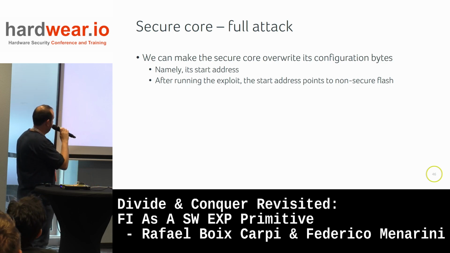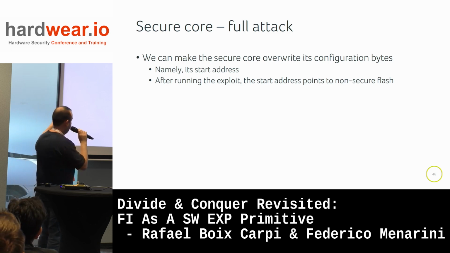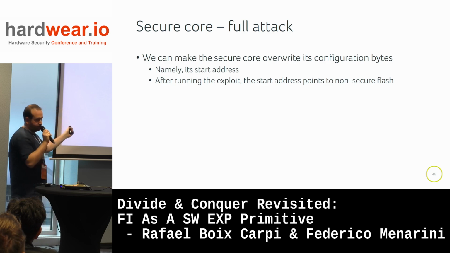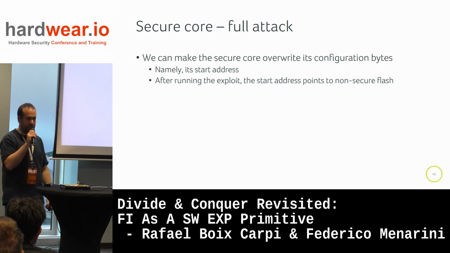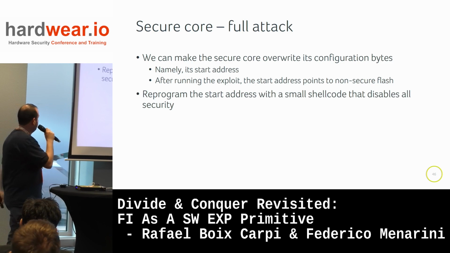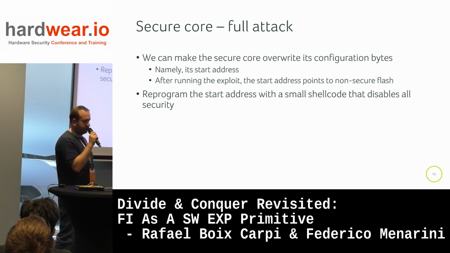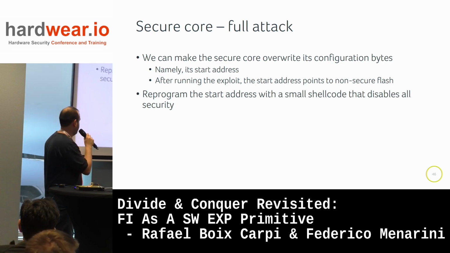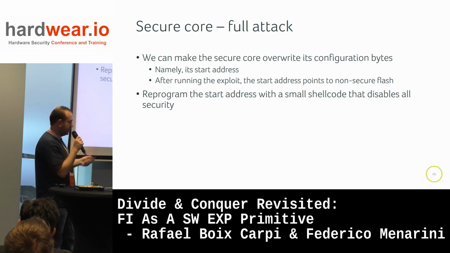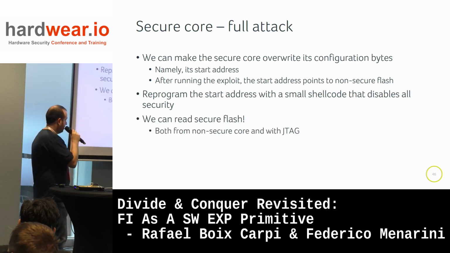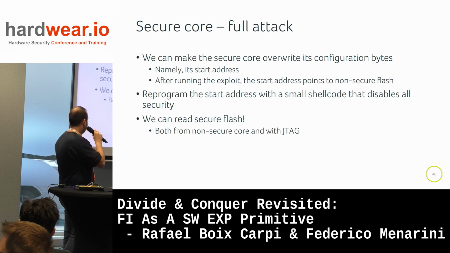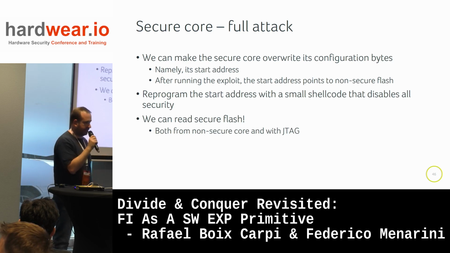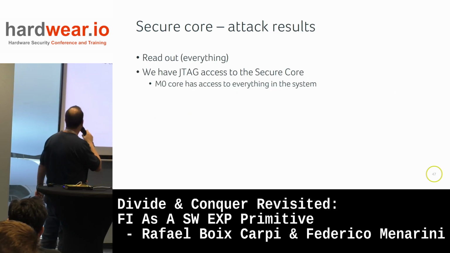By pointing the answer on top of the secure option byte that configures the start address, so the reset vector of M0, this reset vector will point to non-secure flash. And we can simply control the contents of a non-secure flash. We can program there some small shellcode that disables all the security, enables JTAG, etc. And then we can read the full secure flash, both from the non-secure core and the flash, and the JTAG.